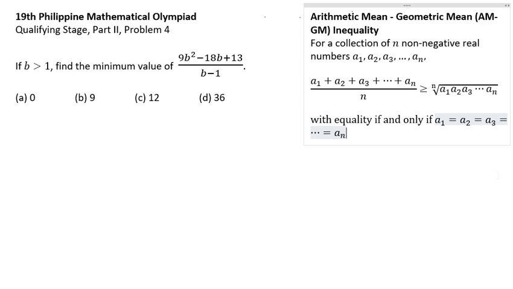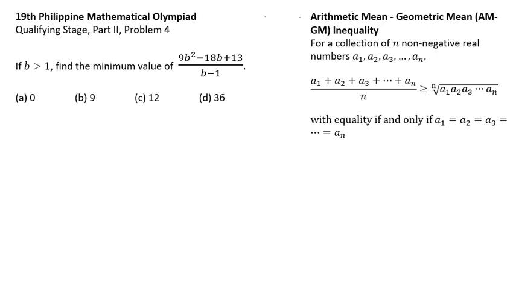The arithmetic mean, geometric mean, or the AM-GM inequality states that for a collection of n non-negative real numbers a sub 1, a sub 2, a sub 3 up to a sub n, the average of the numbers is greater than or equal to the nth root of their product, with equality if and only if the numbers a sub 1, a sub 2 up to a sub n are equal to one another.